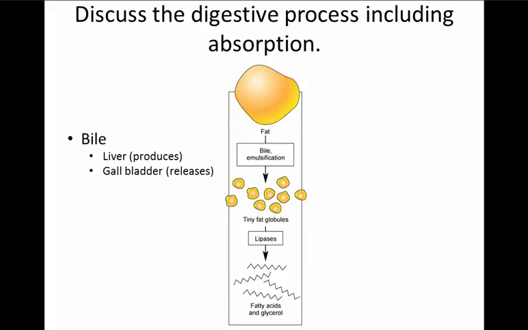Then we have lipases. Lipases are released from the pancreas. The lipases actually break down those tiny fat globules, breaking down triglycerides into fatty acids and the glycerol that actually make it up. In this case, the lipase is an enzyme breaking the chemicals down chemically, whereas the bile broke the fat globules into smaller and smaller chunks, however, did not change the chemicals that those globules were made up of in the first place.